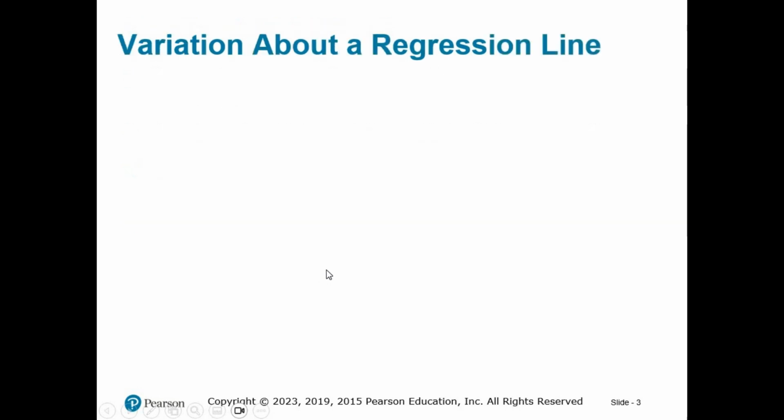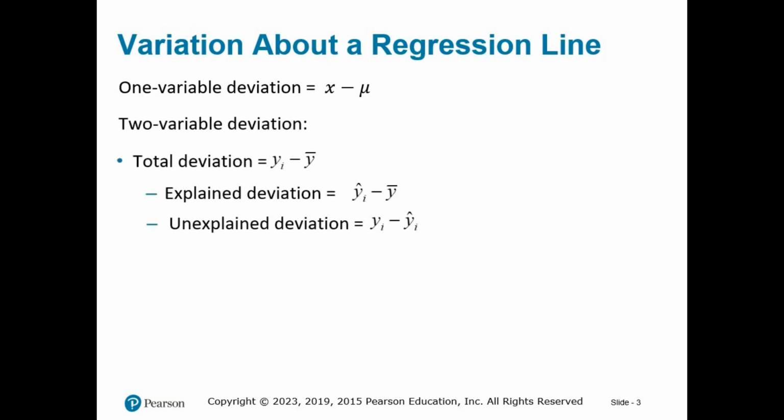Let's begin. You might recall back in Chapter 2, we talked about deviation with one variable data sets, being the difference between the entry x and the mean. So we said the deviation was x minus mu. Now how might we define deviation in the situation we're talking about now in Chapter 9 with a data set that involves two variables? Well, the total deviation about a regression line is actually broken down into two parts, what we call the explained deviation and the unexplained deviation.